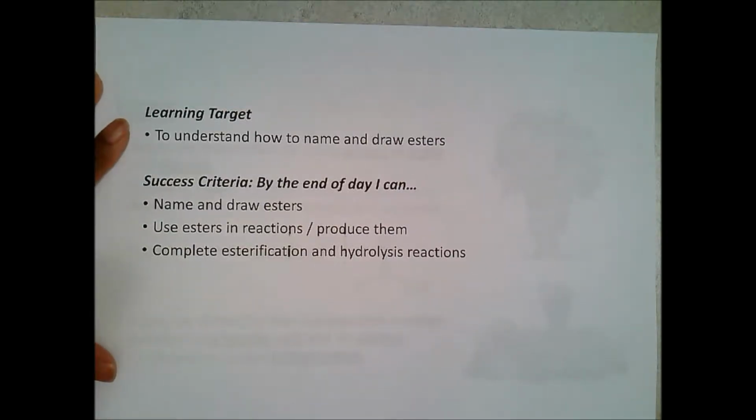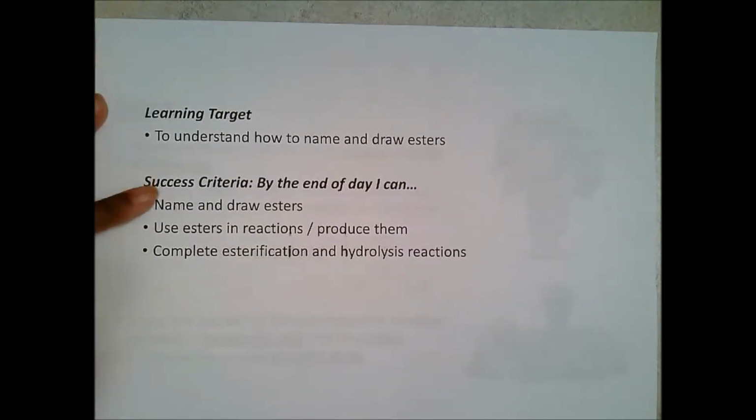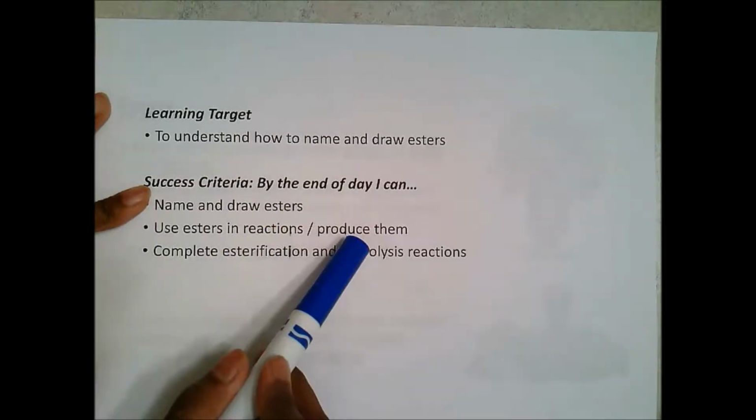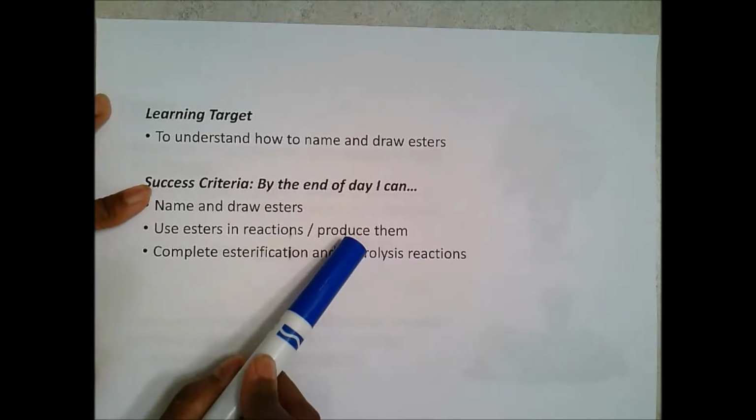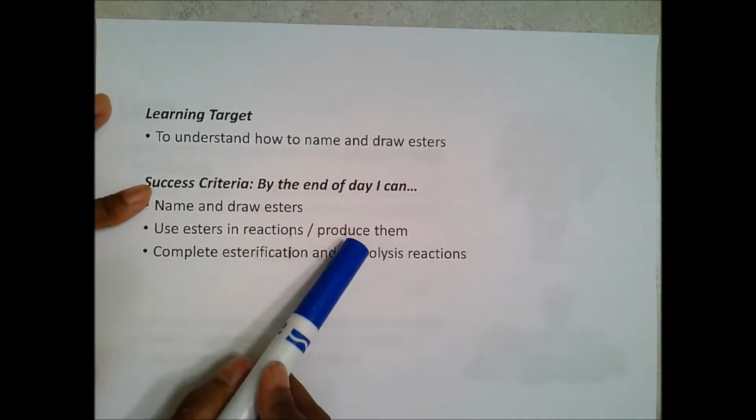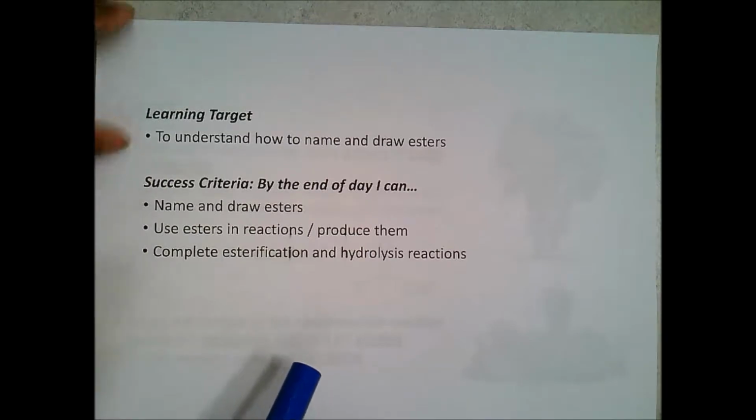So in today's lesson, we are looking at naming and drawing esters and how they are used in reactions and how we can produce them. You should also be able to write some information about their physical and chemical properties at the end as well.